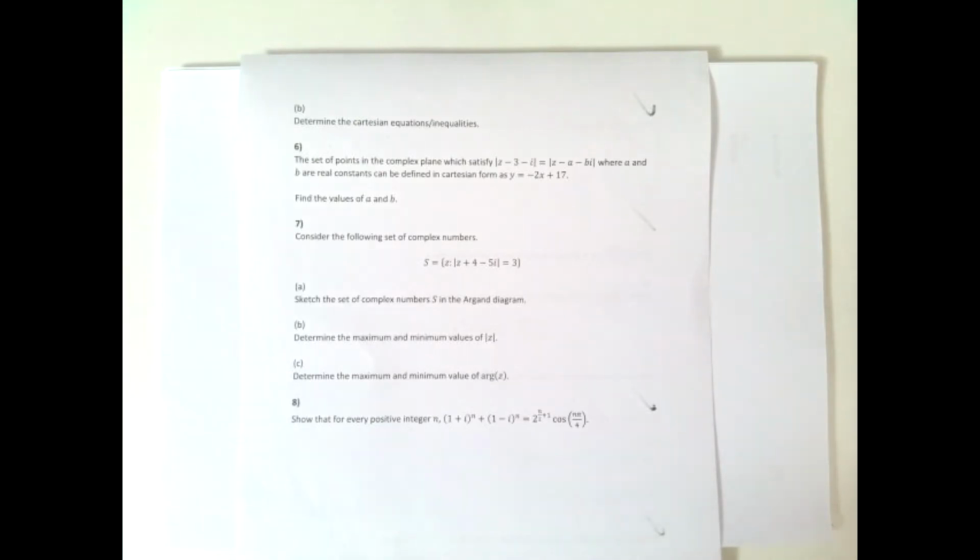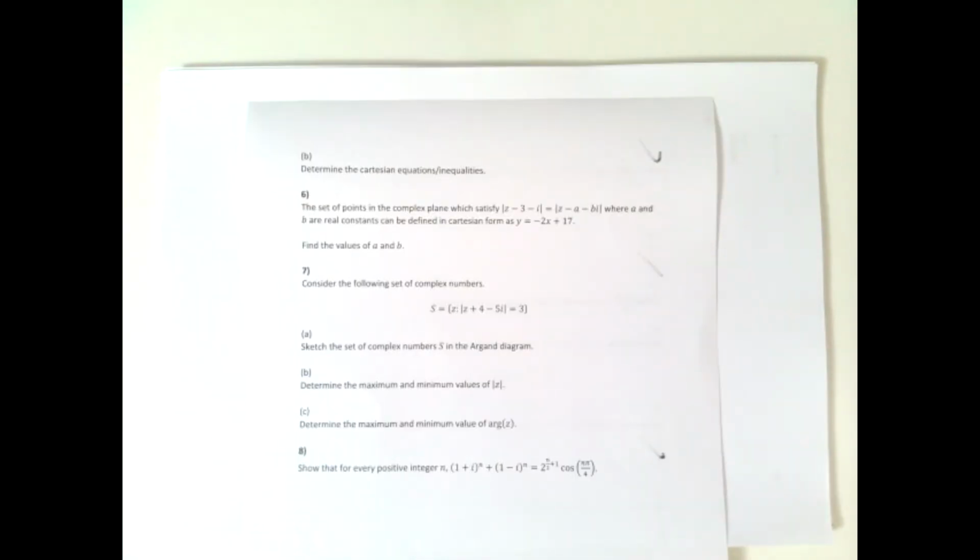For number 6, the set of points in the complex plane which satisfies |z minus 3 minus i| equal to |z minus a minus bi|, where a and b are real constants, can be defined in Cartesian form as y equal to minus 2x plus 17. Determine the values of a and b, or find the values of a and b. We firstly need to make everything into a more standard form.